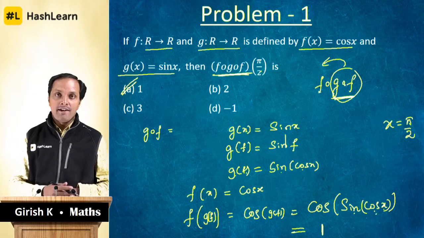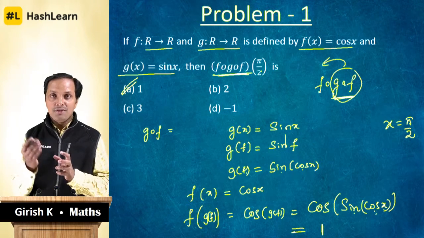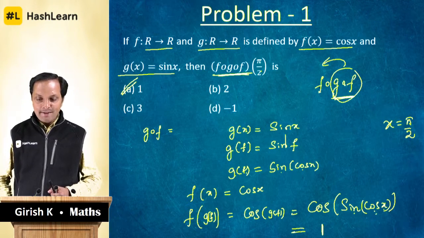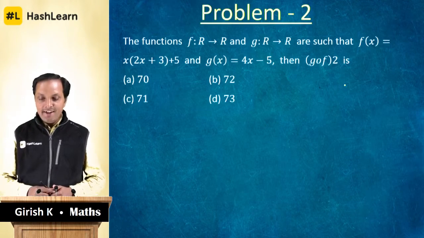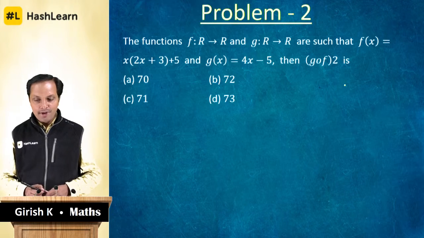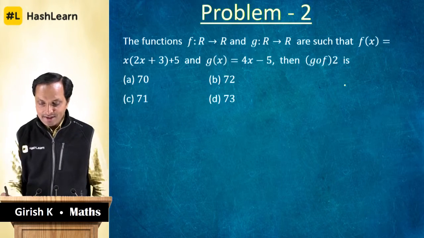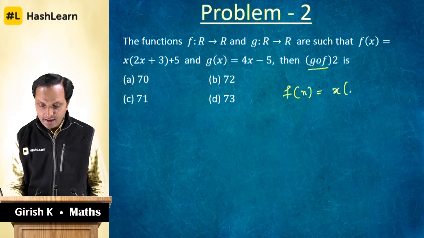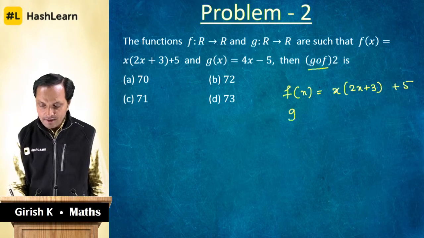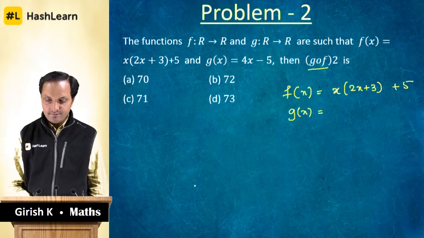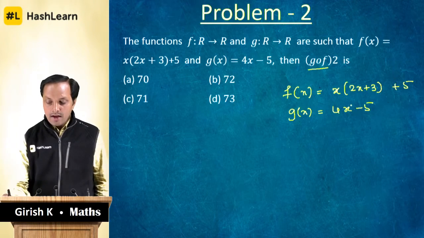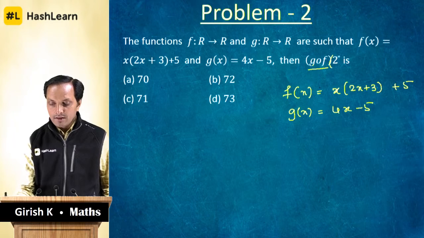F of g of f, you have to put g of f in f. So let us take one more example and find how the composition of function is going to happen here. And here the problem is f of x is given as x into 2x plus 3 plus 5, and g of x is given as 4x minus 5, and g of f 2.